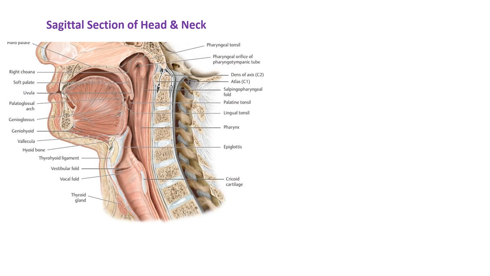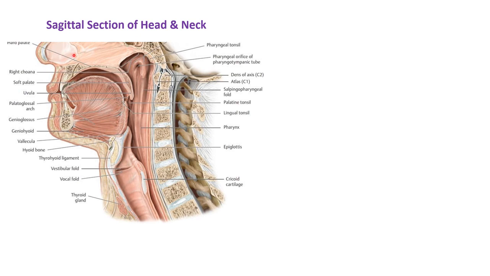Now, how are we going to be seeing the tongue? Mostly when we are doing our sessions of head and neck, we are going to be seeing it in the sagittal section like here. Now let me give you an orientation. This is a median sagittal section, that is, the cutting has been done through the sagittal suture.